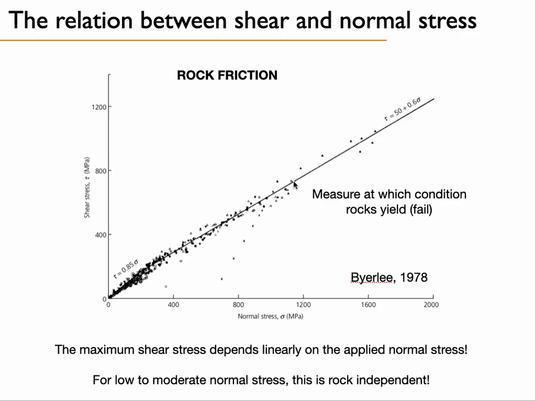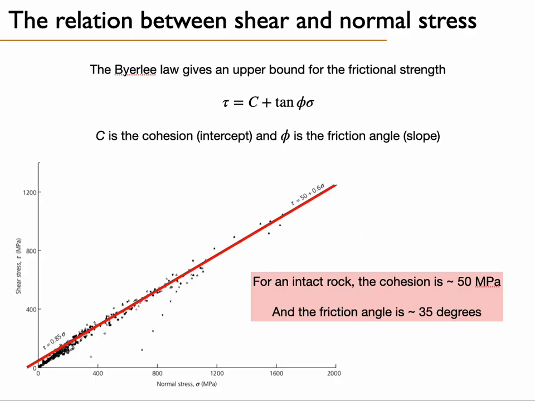So what he realized is that the maximum shear stress depends linearly on the normal stress, and that for most cases here, these different points, they correspond to different types of rock. So the different types of rock, they can be fitted with a single line. So for low to moderate normal stress, this law is rock independent. And it can be formulated.